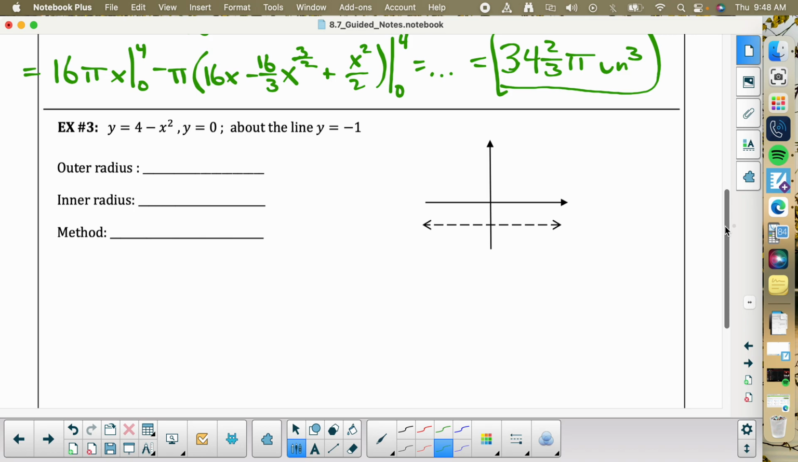Okay, I'm gonna start drawing this picture for you guys, to make sure you have the right integral to get the answer. So 4 minus x squared would look like that. Y equals 0.